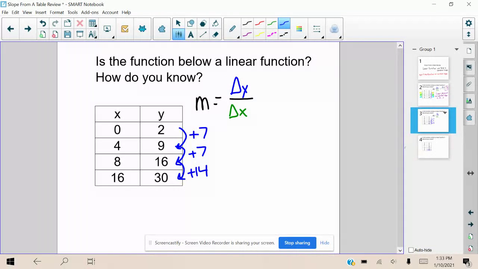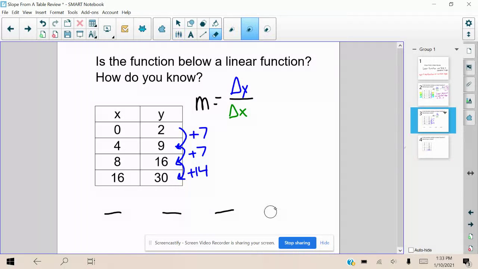We're now going to go and calculate the change in our x values and see if we have a relationship, if we have some kind of constant overall value. But before we do that, what I'm actually going to do is I'm going to write each change that occurred.